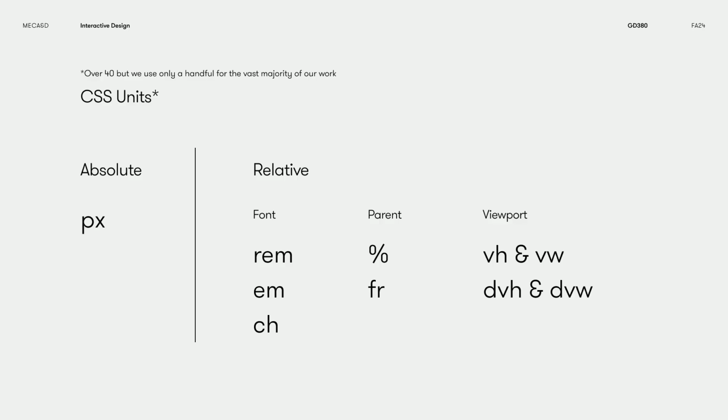So a good entry point into thinking about responsiveness and understanding how to make our designs responsive is to look at the CSS units themselves. There are over 40 CSS units. The good news is, for the vast majority of the work we're going to do, we're only going to work with a handful of them, and we'll go through them one by one. They're broken down into absolute units and relative units, and I'll explain that more as I go.